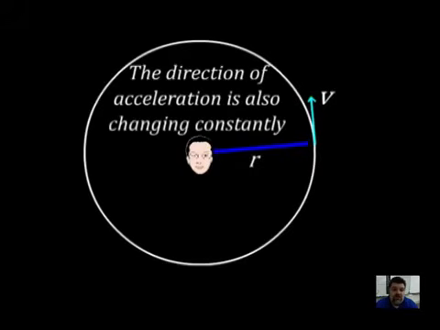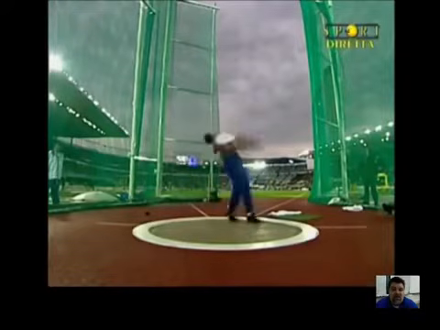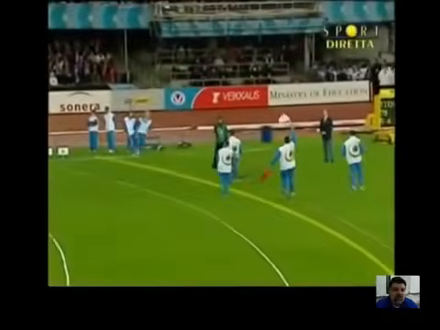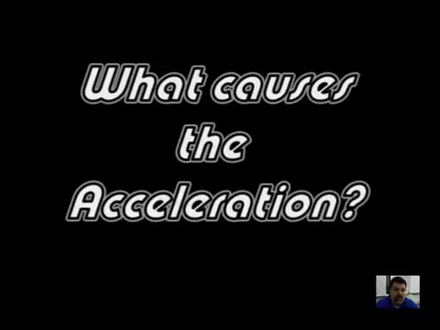The direction of the acceleration is constantly changing, always pointing to the center of the circle, which is always causing the ball to stay on the circular path. That's why when he lets go, once he lets go, it just wants to travel in a straight path. If he didn't let go, it would just continue around in a circle forever. So what causes the acceleration?